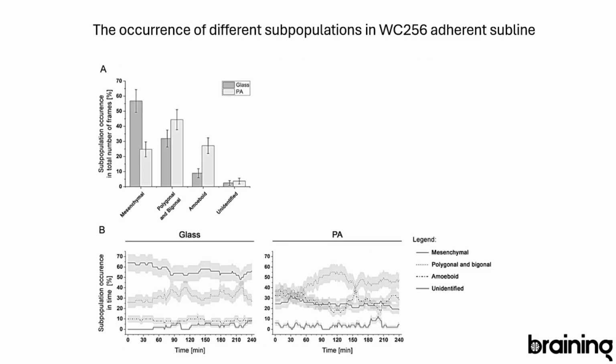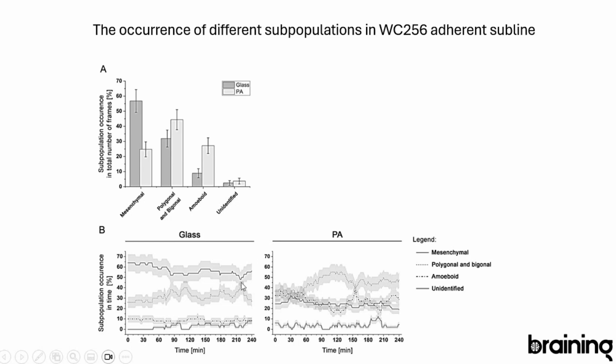The general conclusion is that when we calculate the heterogeneity of the population, we see that on the glass most of the cells are in the mesenchymal state. Then the polygonal, amoeboidal, and there is some small fraction which was hard to classify. But when we settle the same cells on the elastic substrate, the image changes drastically. We see much fewer cells in the mesenchymal state, but now the population of polygonal and bigonal is really high.